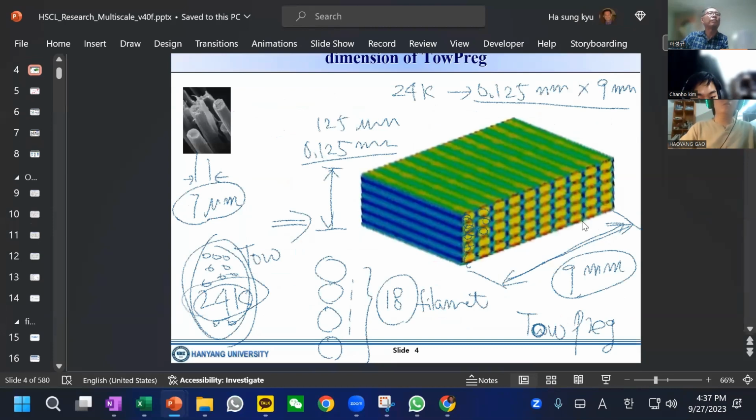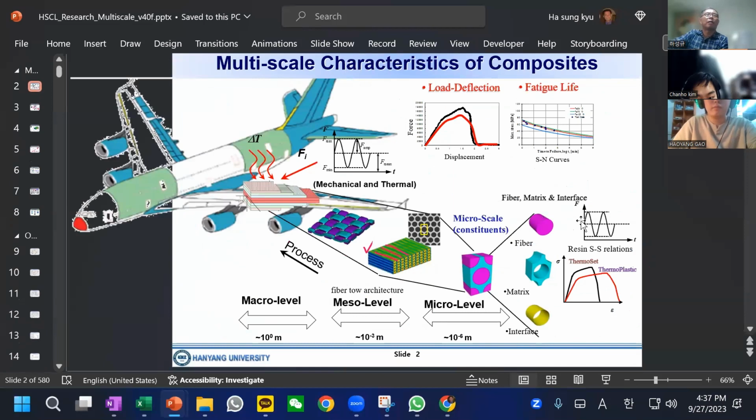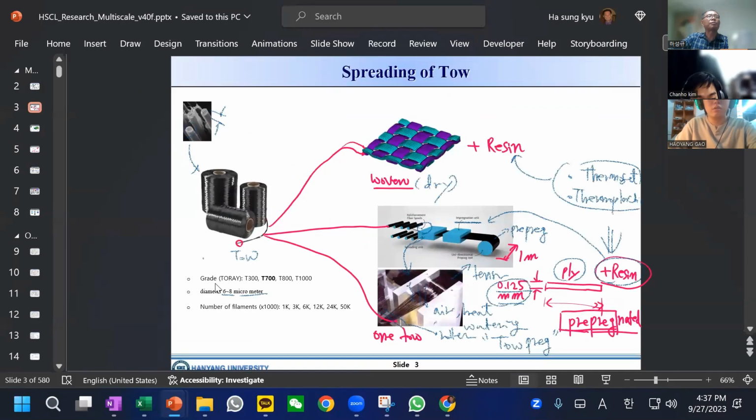Okay, we just briefly introduced, hoping that you can visualize the composite structures. When you design composite structures, how these structures come from the fiber and resin system at micro and macro level. And this spreading of toe is a very important concept. We can make the woven and pre-preg and so on.